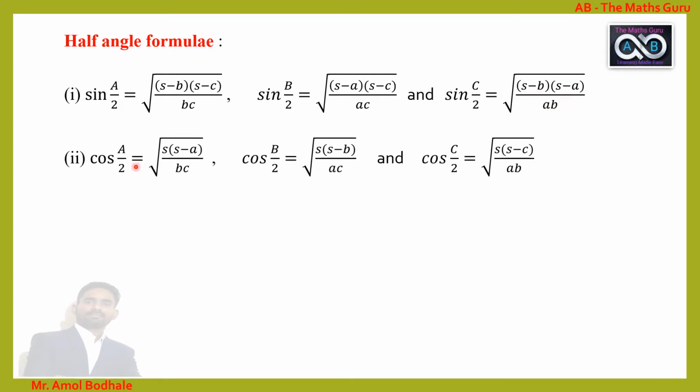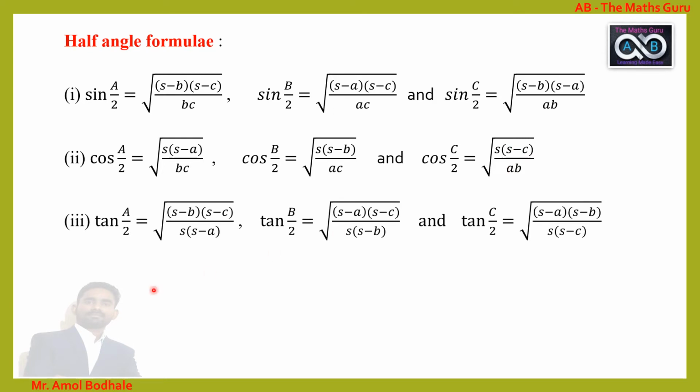The second one, cos of A by 2. So when we are considering cos, we have to remember, if we are considering A by 2, then in the bracket we have to write s into s minus a divided by the same denominator bc like sine of A by 2. Similarly, cos of B by 2, s into s minus b upon a into c. Cos of C by 2, square root of s into s minus c upon ab.